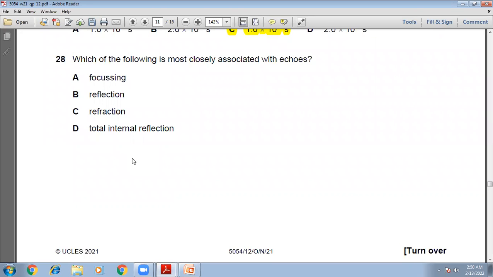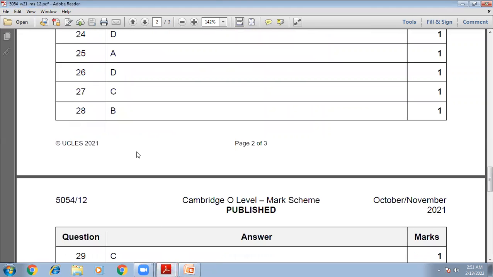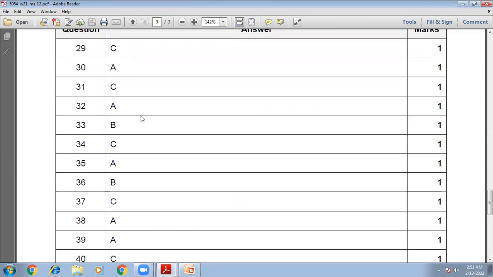Which of the following is most closely associated with echoes? Echoes are basically the sound waves which have been reflected from a rigid surface. We call them echoes. So I think reflection. Question 28, B choice. Yeah, you're right.